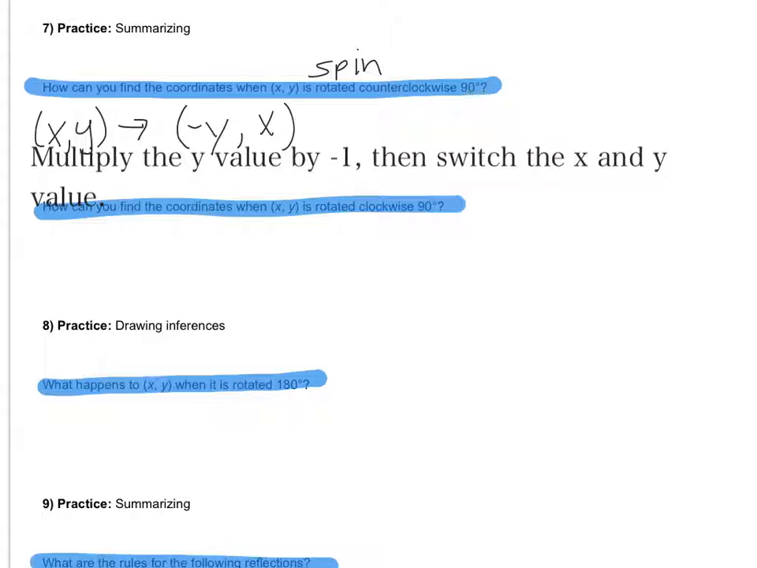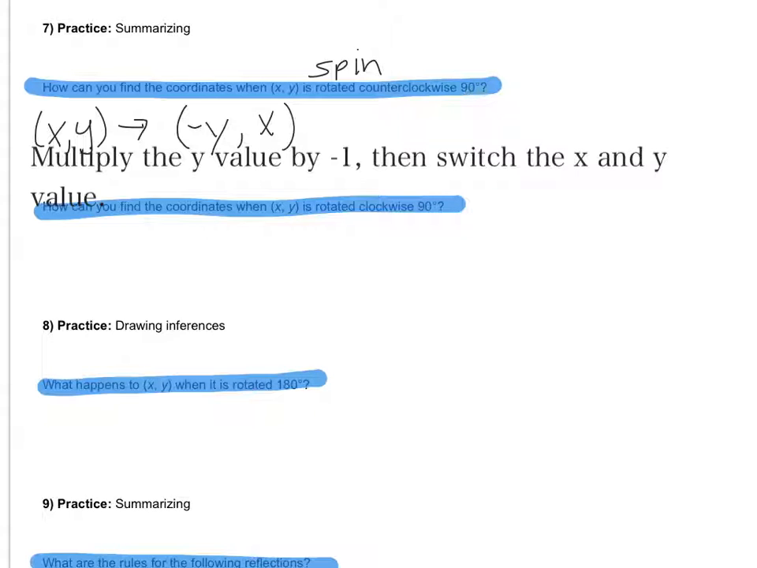Number 7 says, how can you find the coordinates when (x, y) is rotated counterclockwise 90 degrees? What you've got to know is that in the beginning, when we start off with our pre-image, we have some point at (x, y). But when we rotate or spin it 90 degrees counterclockwise, the y value is going to change with the x value, and we're going to change the sign. So you need to multiply the y value by -1, then switch the x and y coordinates. That's the best I can get it to make it fit.